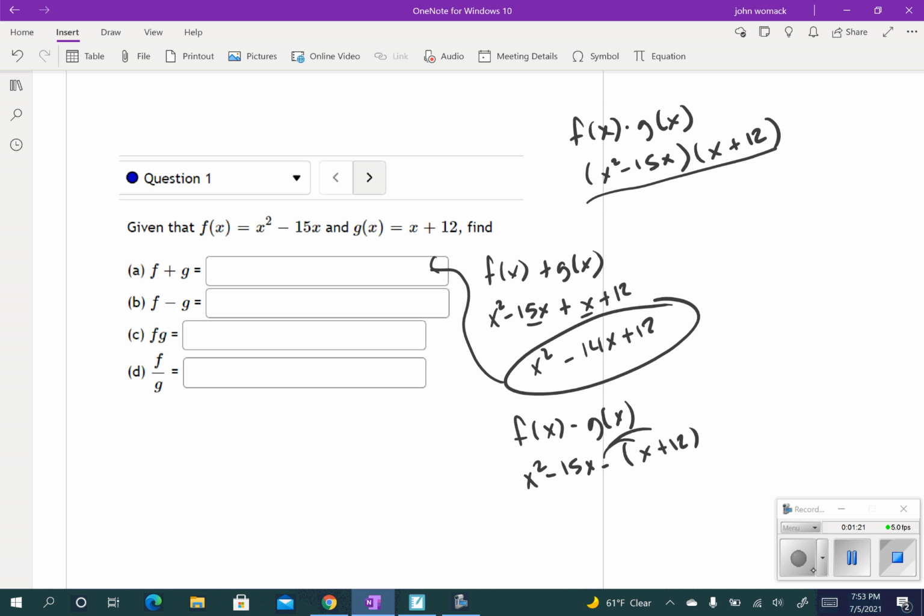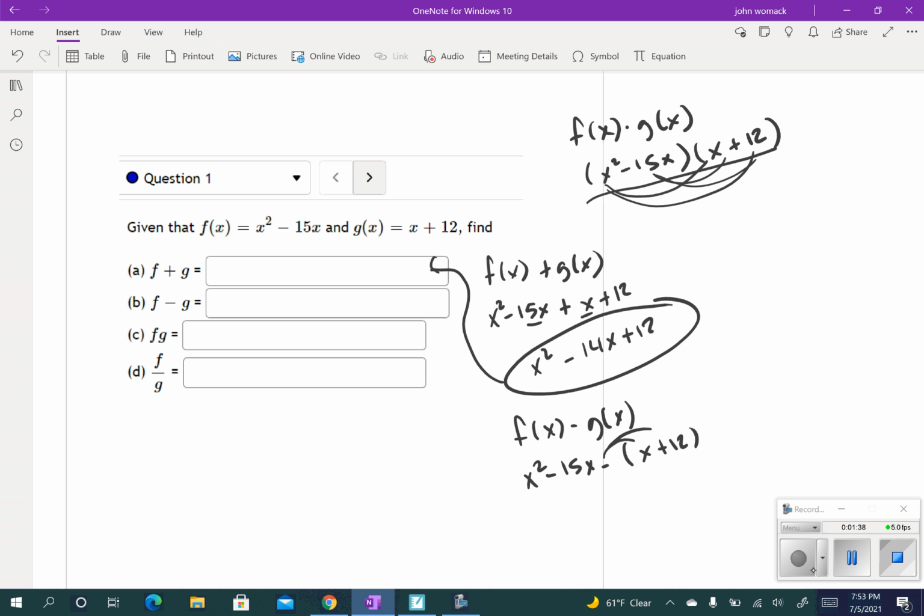Now you could multiply it out, right? X squared times x, x squared times 12, minus 15 times x, minus 15x times 12. And you could multiply it all out and combine like terms. But where it doesn't say to simplify it, it's not really necessary.